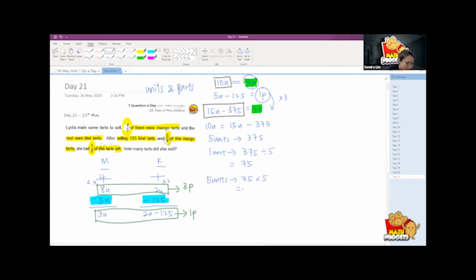Okay, so I times back times 5. Then it's 375. We're trying to find 5 units together with the 125 kiwi tarts that she sold. So 375 plus 125 is 500. So that's the answer. Tarts sold in total 500.